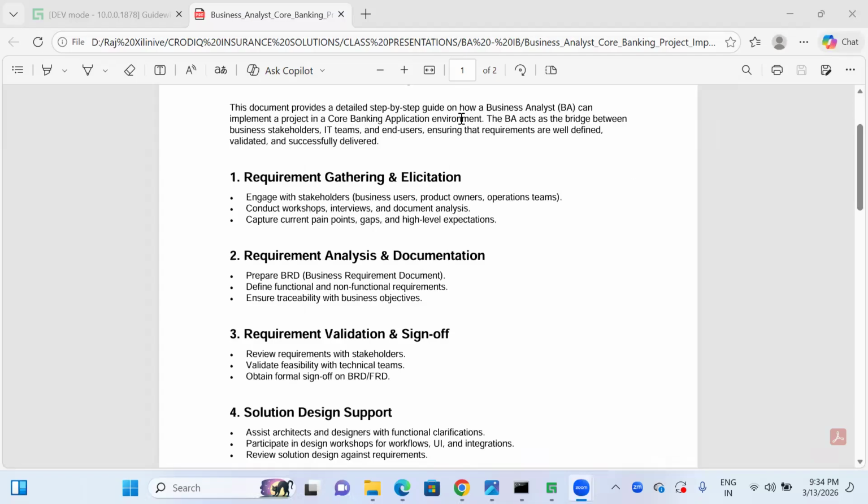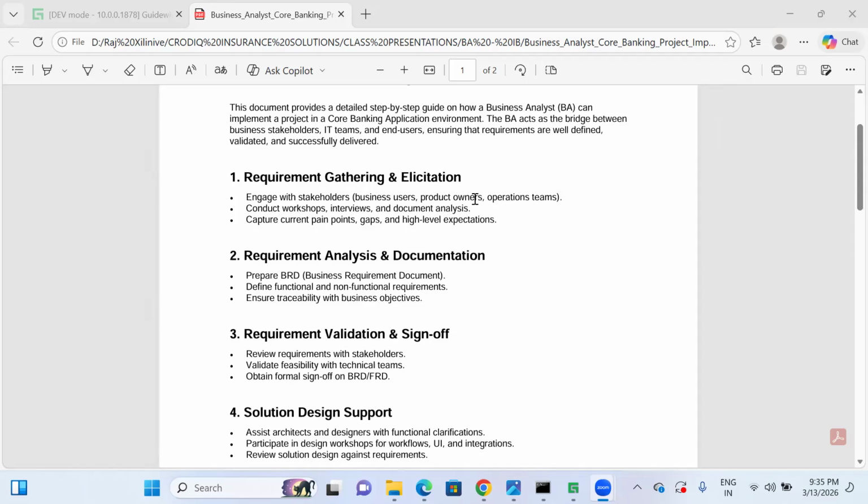Right. So when we are working on banking projects, especially core banking projects, as a business analyst, we must know what the two-step guide should be. Because whenever, as a BA, we work on any core banking application, we understand the requirements and provide the necessary business solutions, bridging the gap between business stakeholders and IT teams. This is all something that we, as a BA, do.